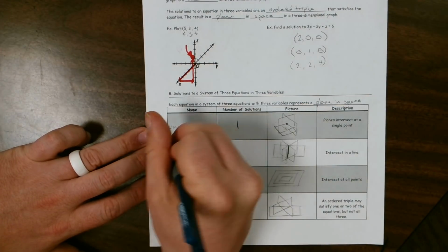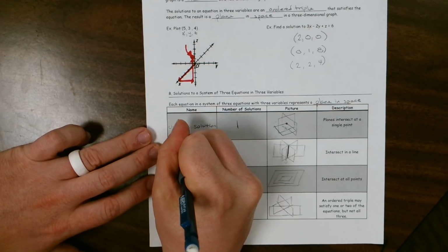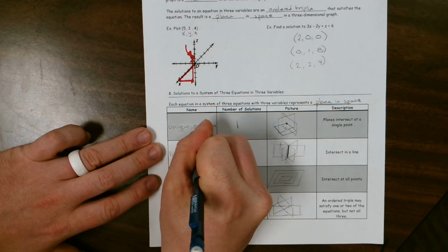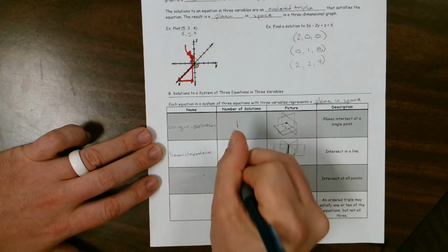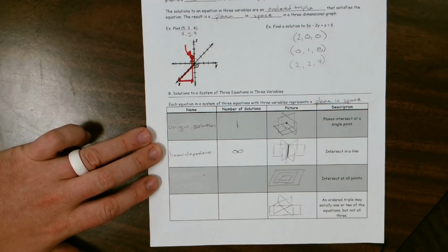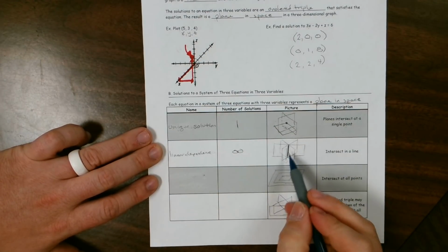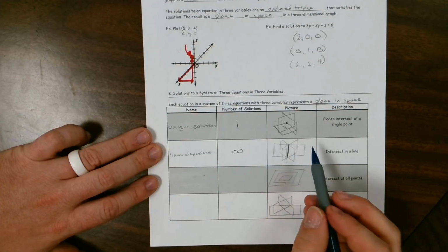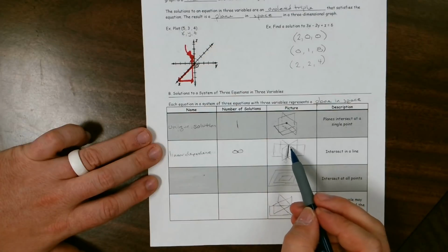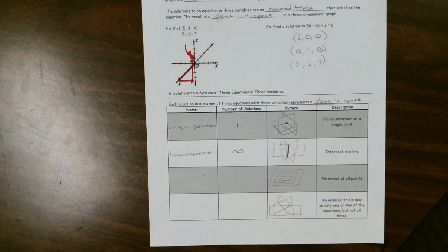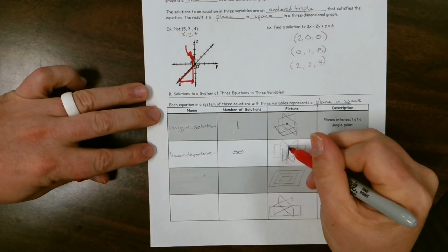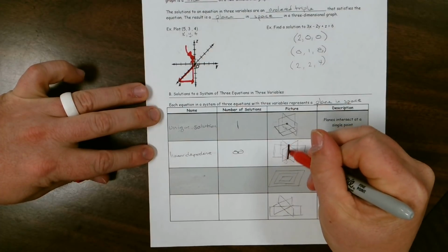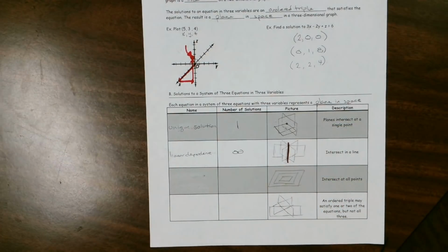If we have linear dependence, we have infinitely many solutions. And you can see we have three planes intersecting kind of like a pinwheel sort of thing, and they intersect to form a straight line. I can put it in red here for you. Red and black, I guess.